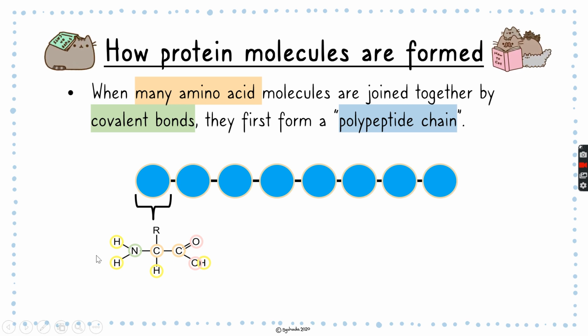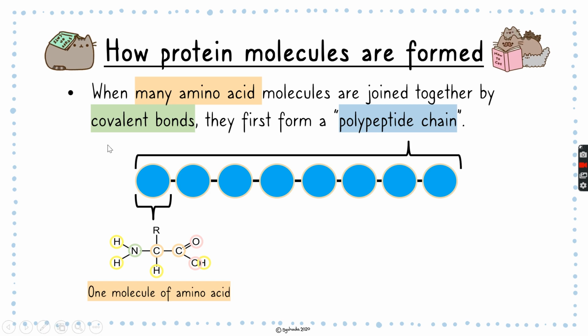An amino acid is pretty complex, but we show it as this one blue circle to simplify it. So this is one molecule of amino acid, and when you have them joined up together by covalent bonds, you form a polypeptide chain.